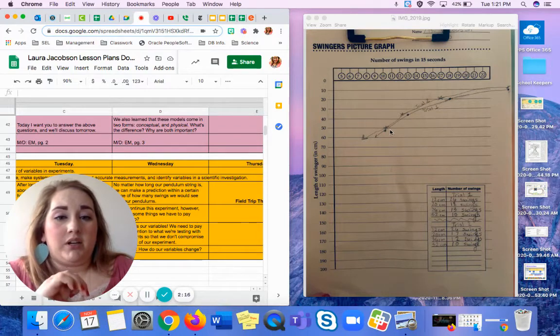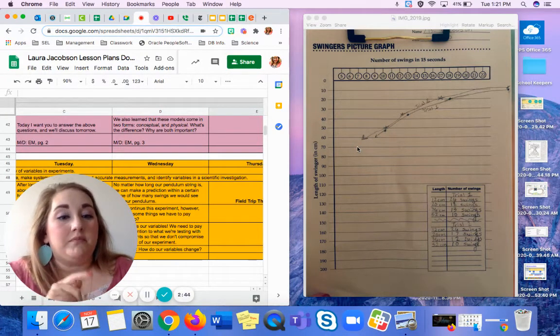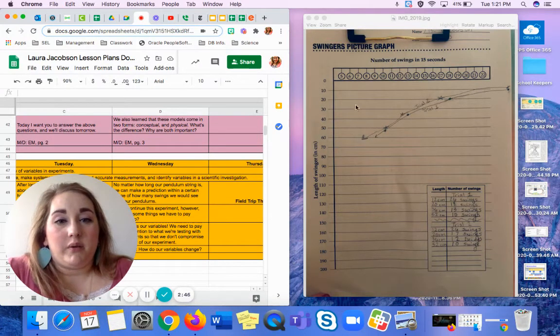Now, let's go a little bit longer. How many swings do you think we would have if we had a string length of 70 centimeters? With the way this arrow is projecting, I would suggest it would keep going like this. And if our line crosses this point at 70, I would say we would have, following it up, roughly 6 or 7 swings. And I think that's fairly accurate.